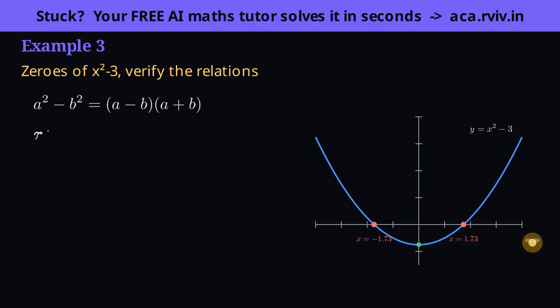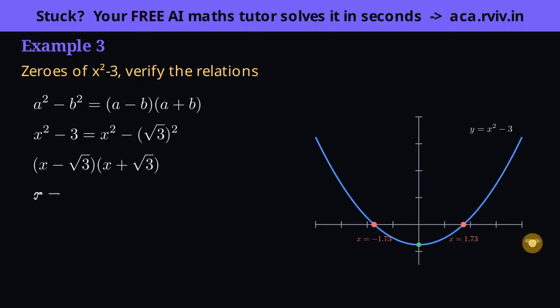To use it, we write our expression as one square minus another. X squared is already a square, and 3 is root 3 squared, so this is x squared minus root 3 squared. A perfect fit with b equal to root 3. Now just apply the identity. A minus b times a plus b becomes x minus root 3 times x plus root 3. Factored in a single step, no splitting needed.